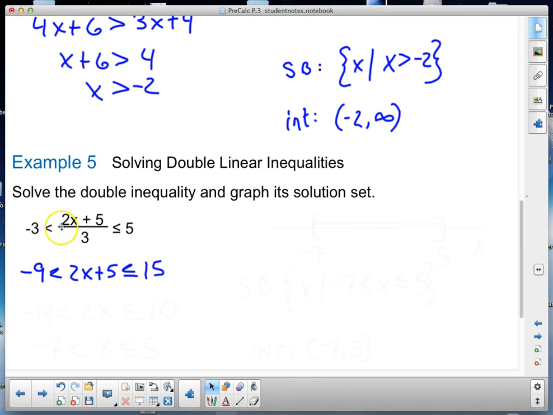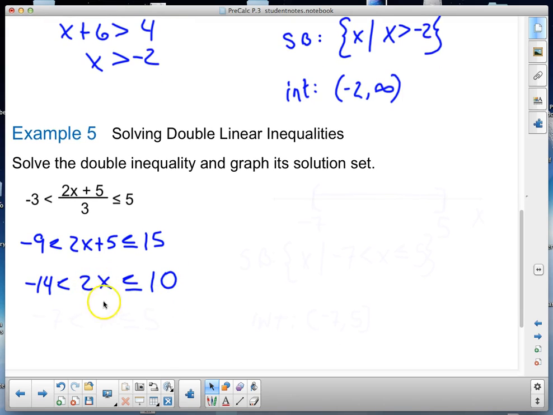So I get -9 is less than 2x plus 5, which is less than or equal to 15. Well, again, keeping in mind, if I'm going to do 1, I'm going to do all 3. Next, I'm going to subtract 5 from all 3 terms. So subtracting 5, I get -14, less than 2x, which is less than or equal to 10.